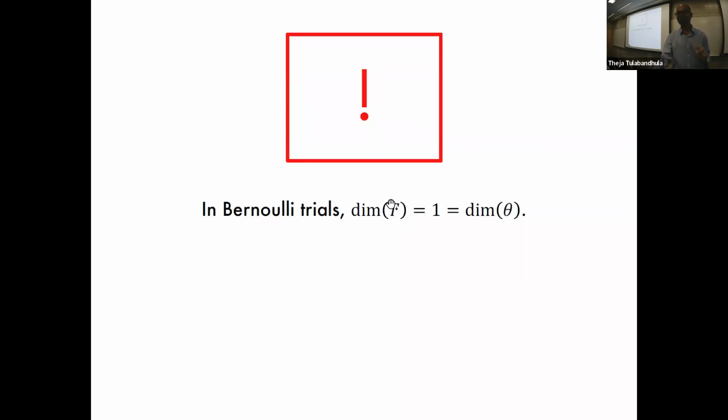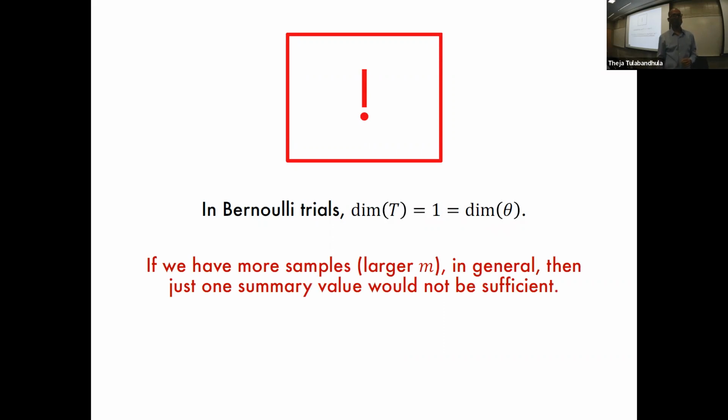In Bernoulli trials, the dimension of the sufficient statistic is 1, which is the dimensionality of the parameter itself, the bias of the coin. But in general, if we have a lot of samples, let's say m, 100 observations or 1000 observations, then in some situations, one summary value, like t equal to one number in the Bernoulli case, the average or the sum, may not be enough.